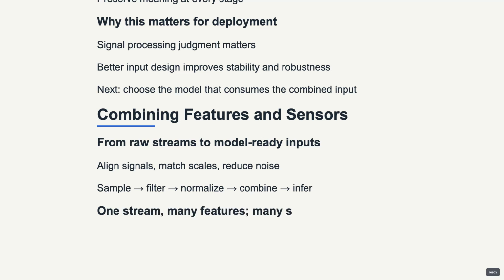The same pipeline can support two different ideas. One sensor can produce several useful features, or several sensors can contribute evidence toward one decision. And both cases depend on careful preparation before fusion.